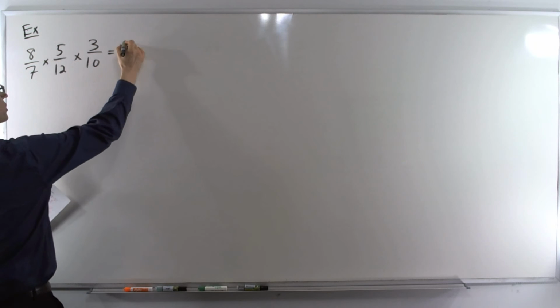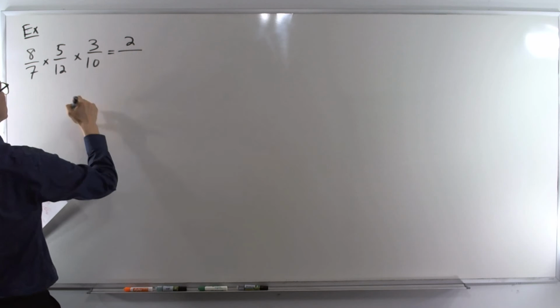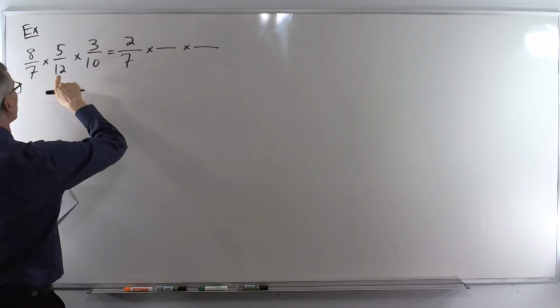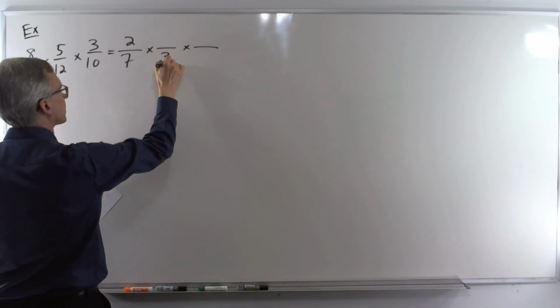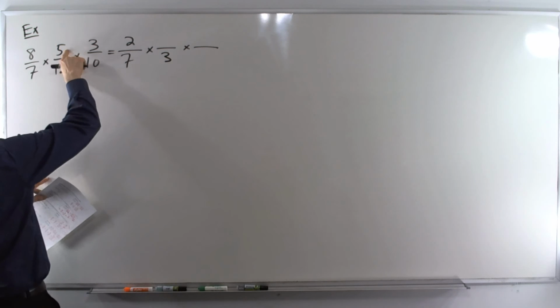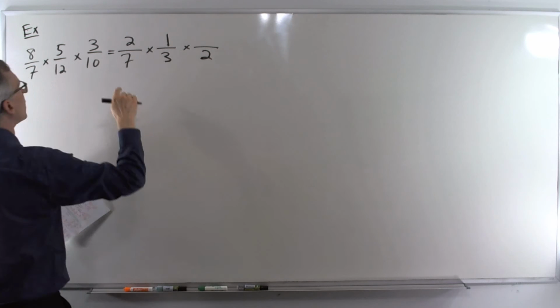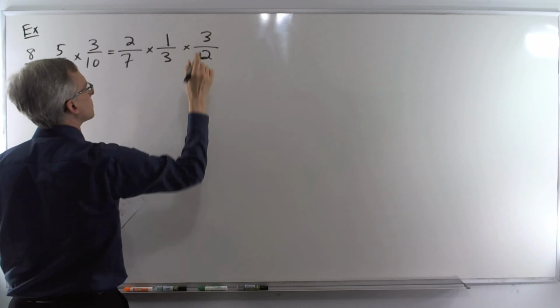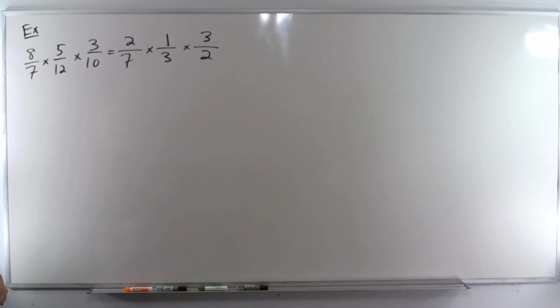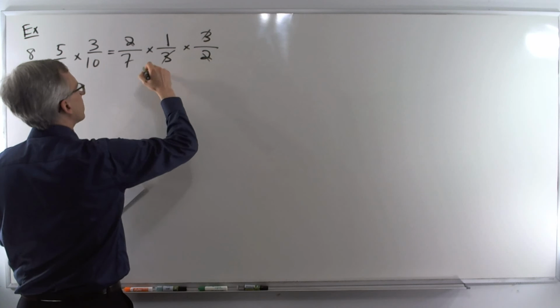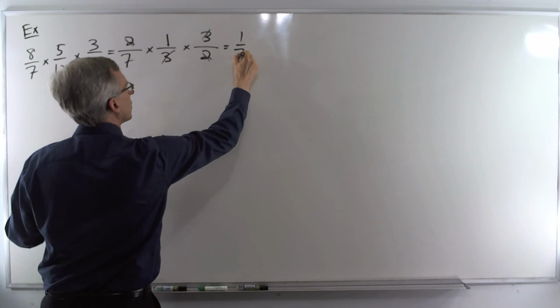8 divided by 4 is 2. 12 divided by 4 is 3. That gives us 3 down here. Now 5 divided by 5 is 1. 10 divided by 5 is 2. And then we got 3 up here. Now we've got two more cancellations we can make. We got a 2 on top, 2 on the bottom, 3 on top, 3 on the bottom, multiplied out, 1/7.